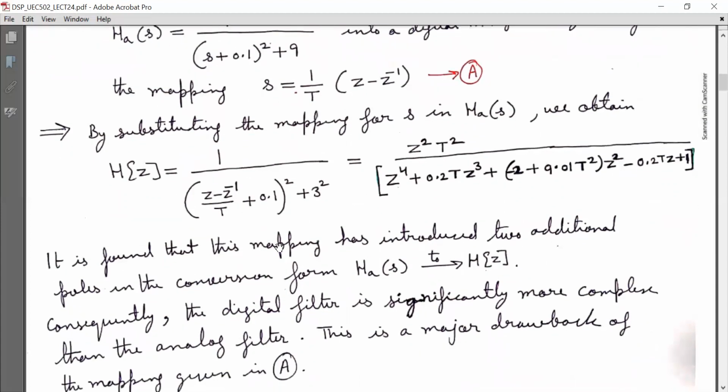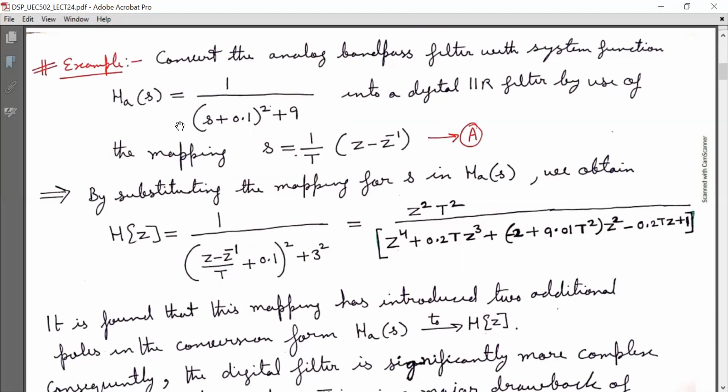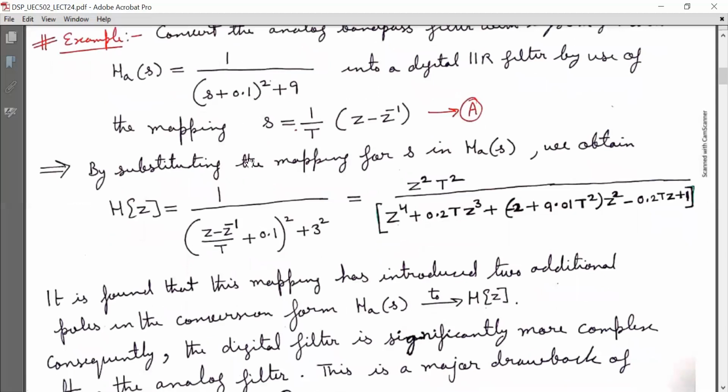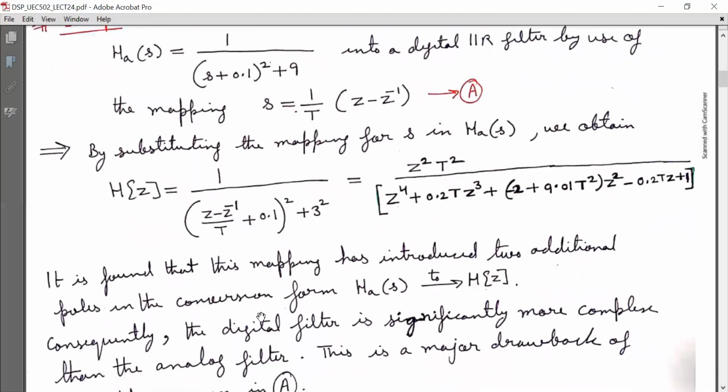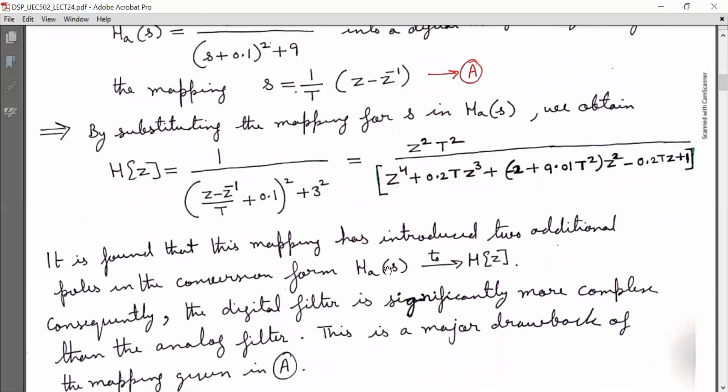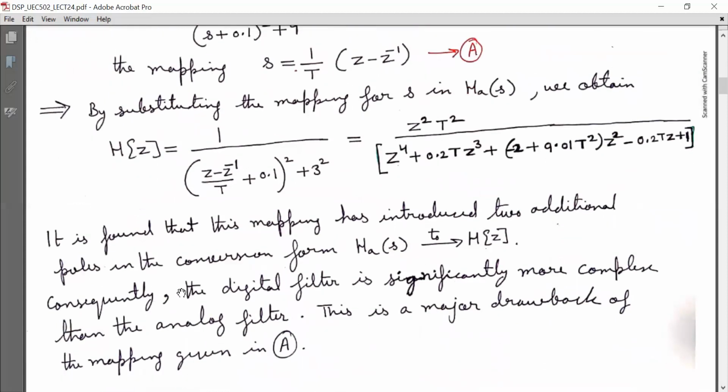It is found that this mapping has introduced two additional poles in the conversion from H_a(s) to H(z). If you look at the analog domain, there are two poles. After conversion, the mapping has introduced two additional poles. Consequently, the digital filter is significantly more complex than the analog filter. This is a major drawback of the mapping given in A.